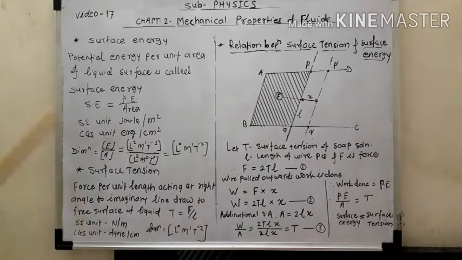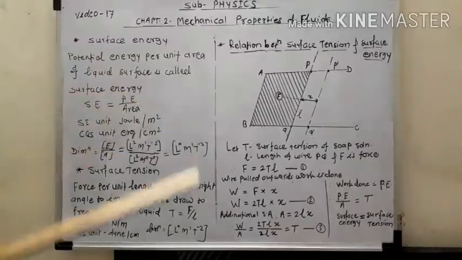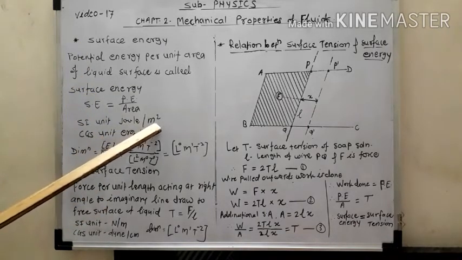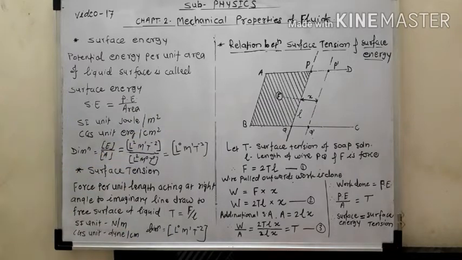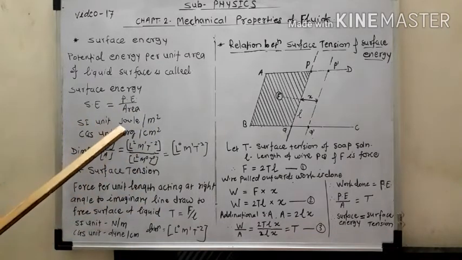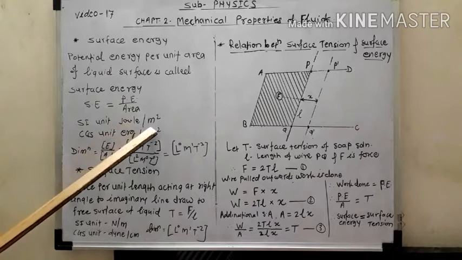The potential energy per unit area of the liquid surface is called the surface energy. It is very simple. Potential energy per unit surface area of the liquid surface is called surface energy. So we can write: surface energy is equal to potential energy upon its area. Then the SI unit of surface energy is joule per meter square, because you know that energy is measured in joule and area is in meter square. So the SI unit of surface energy is joule per meter square.